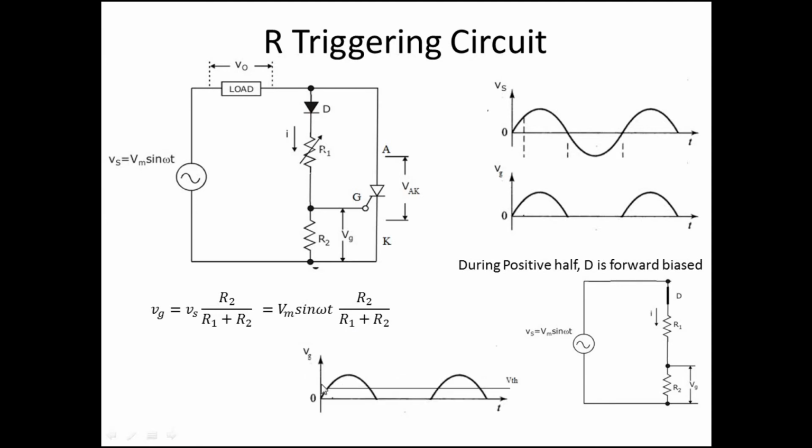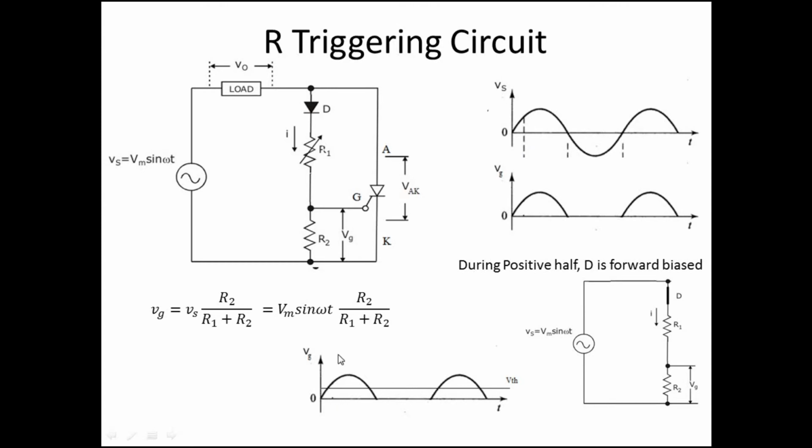Let us say this is the threshold gate voltage VTH. When the gate voltage becomes VTH, the thyristor is triggered and turned on. So the gate voltage should reach this point, and only then will the thyristor be triggered. Here at this point, the gate voltage Vg is less than the threshold voltage, so it will not turn on. At this point the gate voltage becomes equal to the threshold voltage, so it will be turned on, meaning we are triggering at this point.